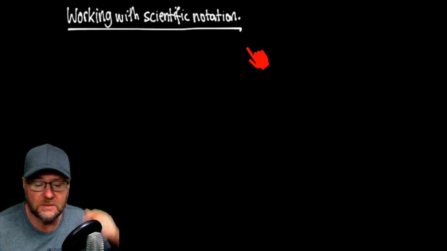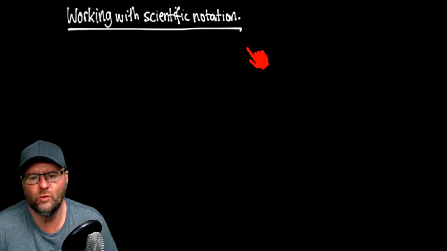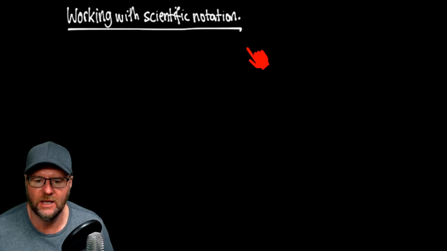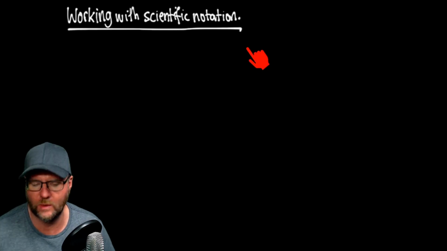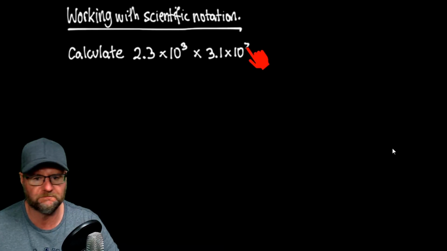We've been doing some videos on scientific notation and how to work with big numbers, how to write scientific notation for really small numbers, but what are some of the things we can do with scientific notation? How do we do multiplication and division when we've got scientific notation involved? So let's have a look at some examples.